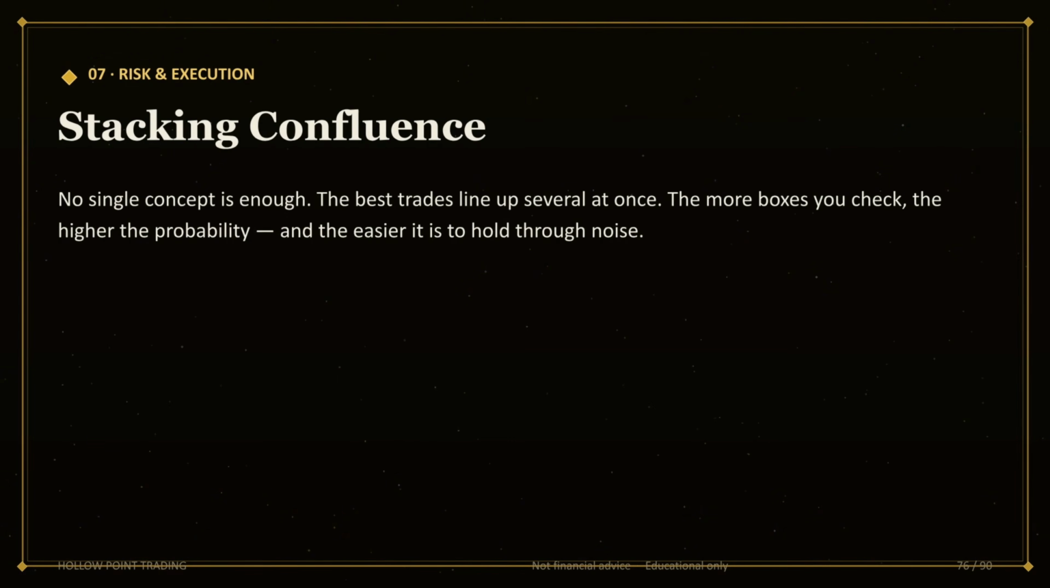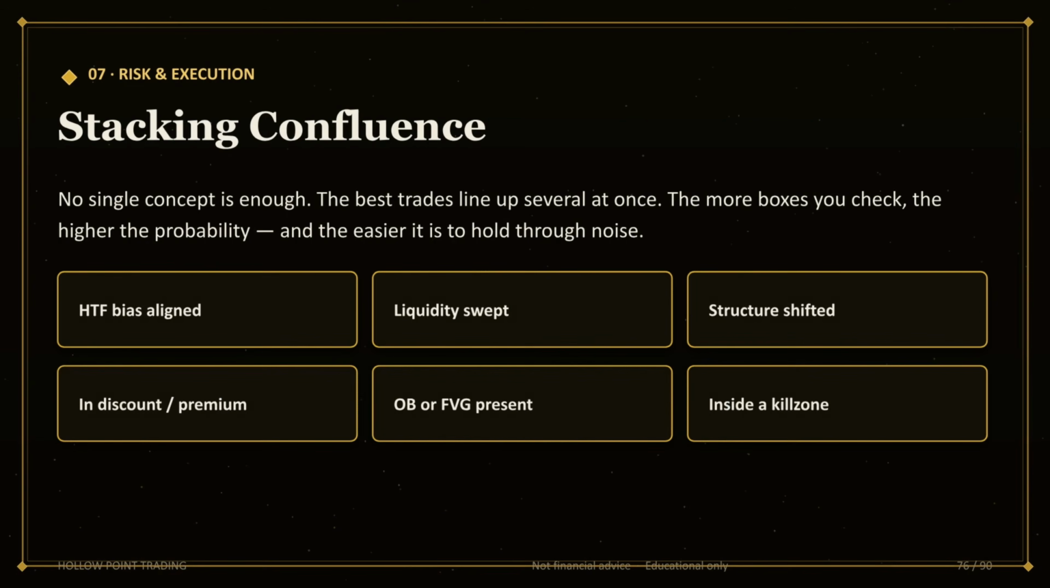No single concept is enough on its own. The best trades line up several confluences at once. The more boxes you can check, the higher the probability of the trade, which also makes it significantly easier to hold your position through market noise.